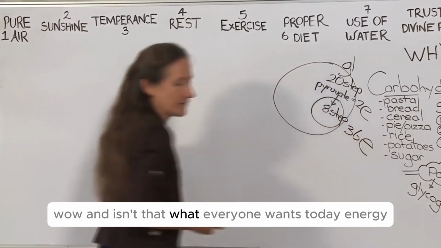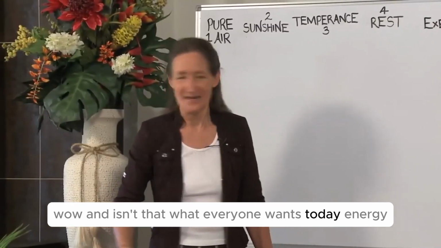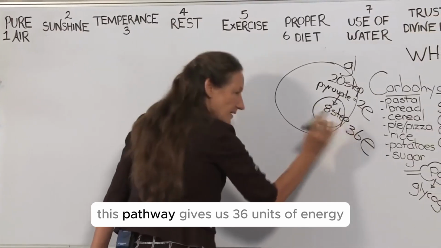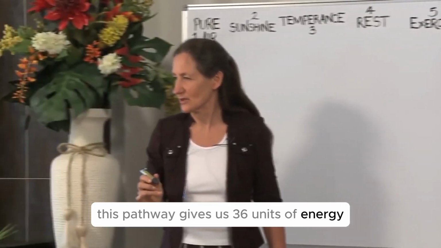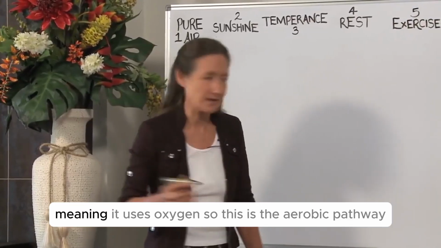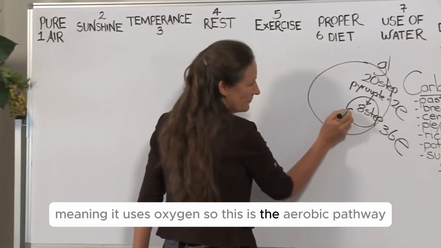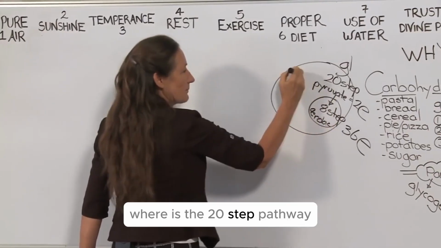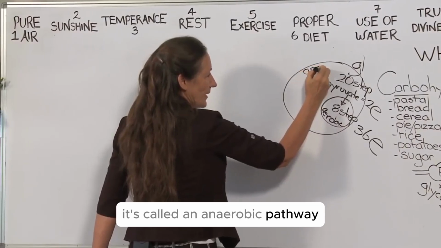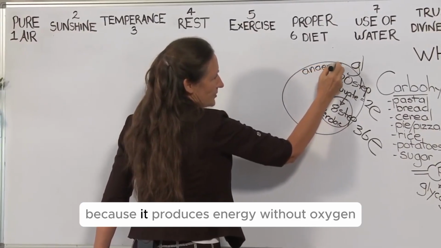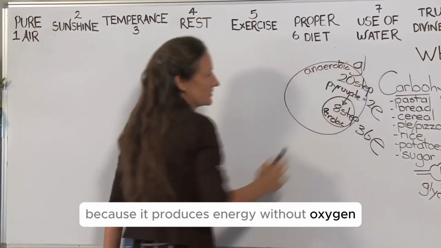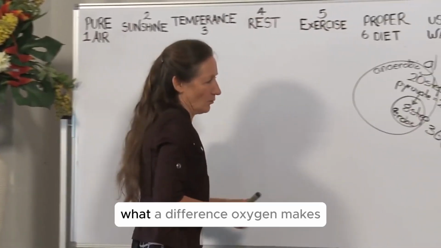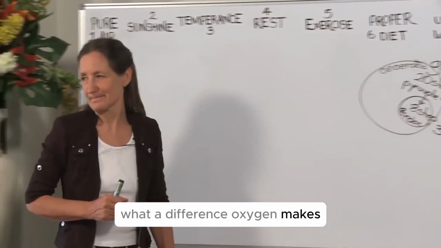Whoa. And isn't that what everyone wants today? Energy. As I showed you yesterday, this pathway gives us 36 units of energy because it's an aerobic pathway, meaning it uses oxygen. So this is the aerobic pathway. Whereas the 20-step pathway, it's called an anaerobic pathway because it produces energy without oxygen by the process of fermentation. What a difference oxygen makes.